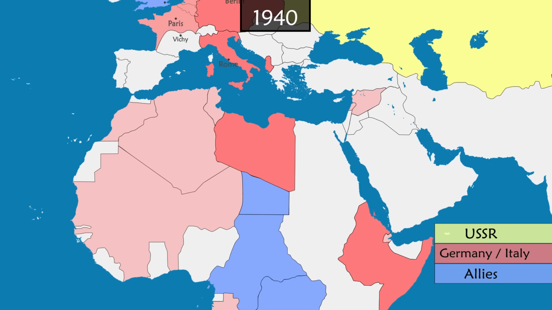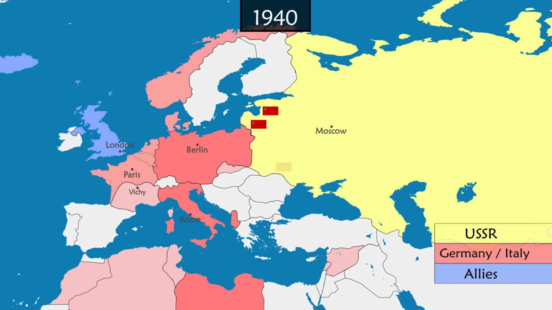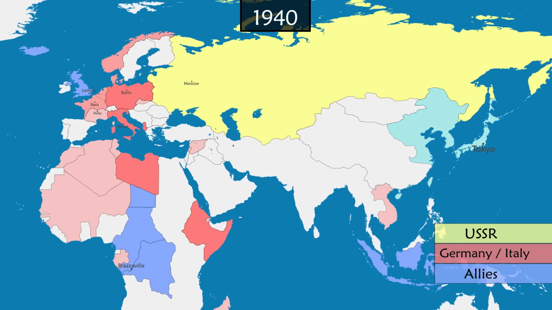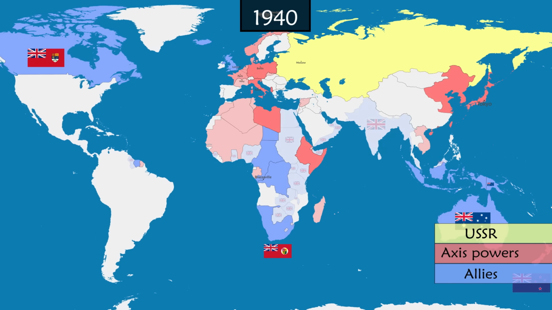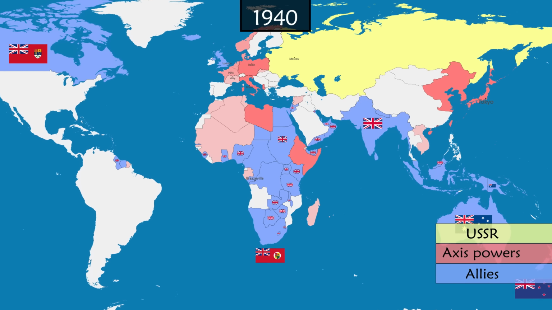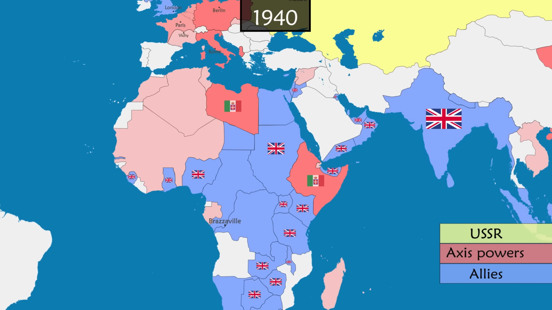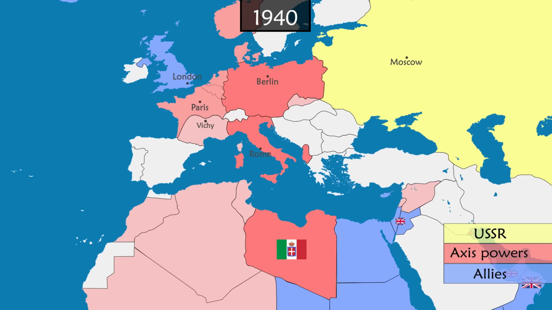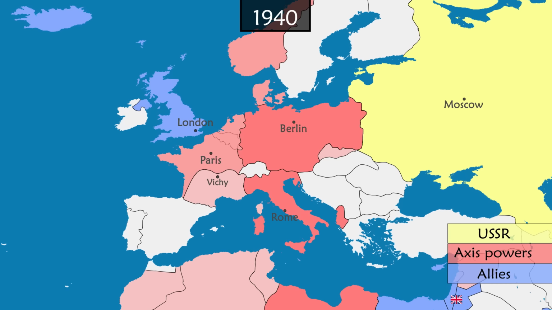Pursuant to the agreement signed with Germany, the Soviet Union seizes the Baltic states and a part of Romania. Germany, Italy and Japan combine to form the Axis powers. All dominions and British colonies, with the exception of Ireland, enter the war. In Africa, fighting begins between Italian colonies and Allied forces. While in Europe, despite the massive aerial bombing of British cities, Germany fails to take over the country.